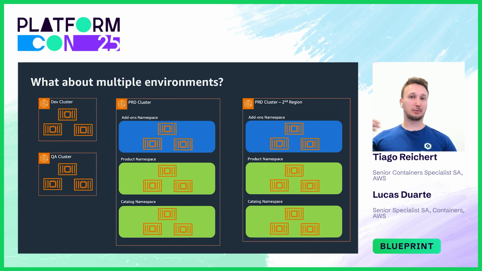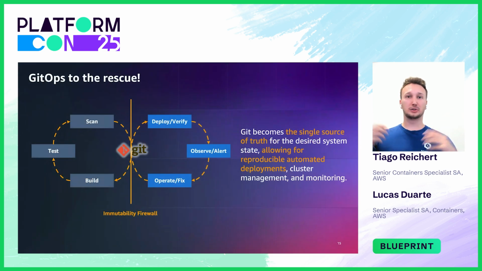You might have, for example, observability add-ons, security add-ons, and so on. So how can we consistently apply those changes when we have a new version of our applications across those environments so that we can have all the environments up to date? One way to do that is using GitOps.